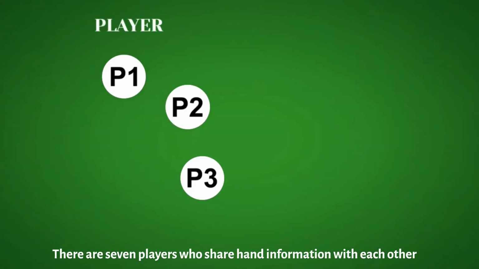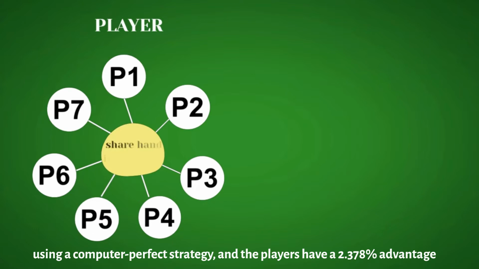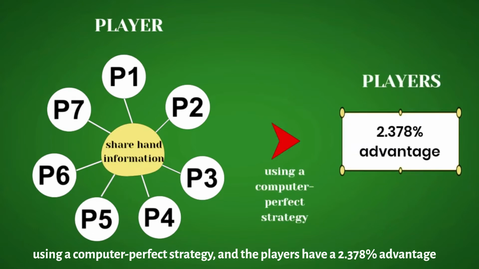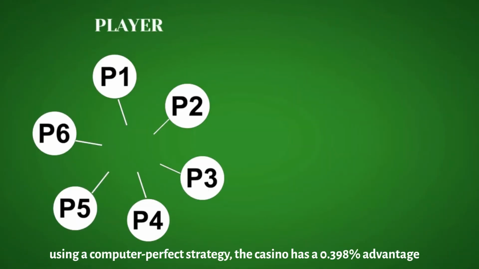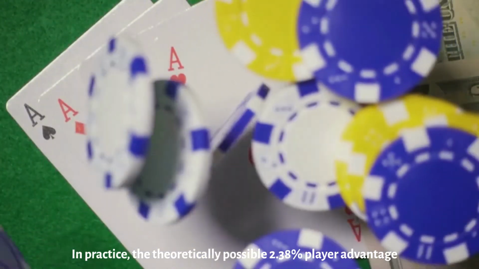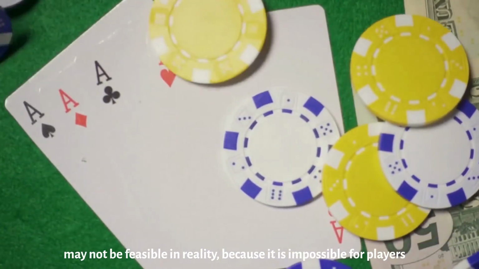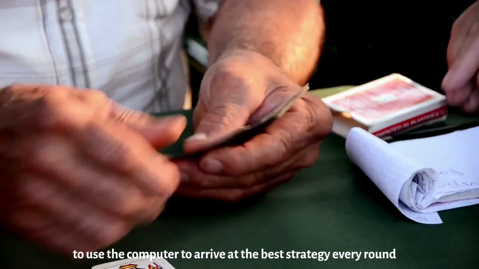With 7 players who share hand information with each other, using a computer-perfect strategy, the players have a 2.378% advantage. With 6 players sharing hand information, using a computer-perfect strategy, the casino has a 0.398% advantage. In practice, the theoretically possible 2.38% player advantage may not be feasible in reality, because it is impossible for players to use a computer to arrive at the best strategy every round.